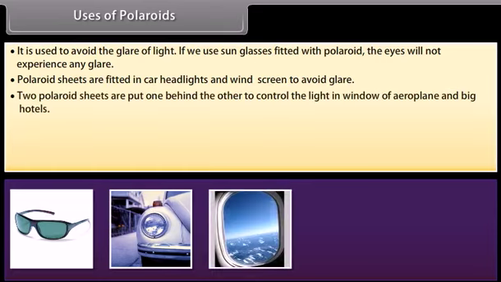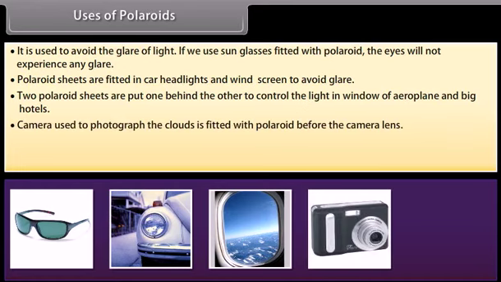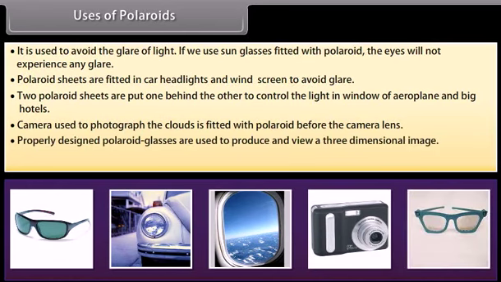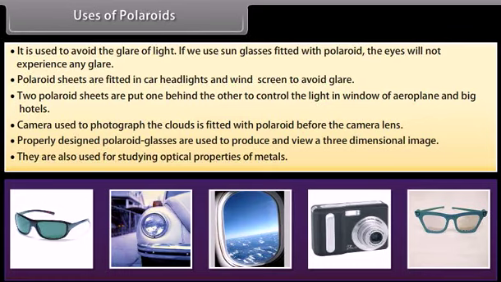Two Polaroid sheets are put one behind the other to control the light in windows of aeroplanes and big hotels. A camera used to photograph the clouds is fitted with a Polaroid before the camera lens. Properly designed Polaroid glasses are used to produce and view a three-dimensional image. They are also used for studying optical properties of metals. Malus's law.